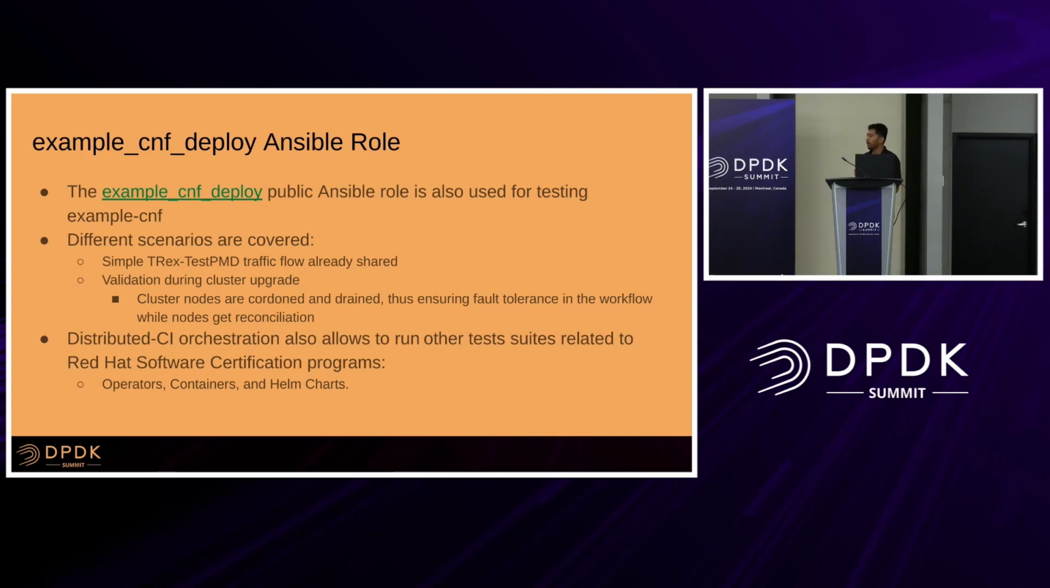As I said, we rely a lot on automation, and this role is open source and available. It's called Example-cnf deploy. And it allows to deploy example CNF, but it also allows other things related to certification programs for Helm charts, operators, and containers. We're not talking about that today, but feel free to look at that online. You'll see there is what we request most of our vendors to comply with for a container or an operator or a Helm chart to say it follows the best practices.